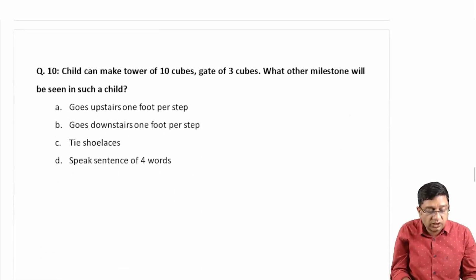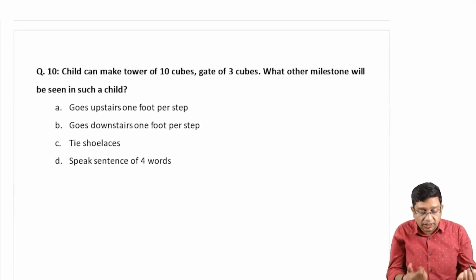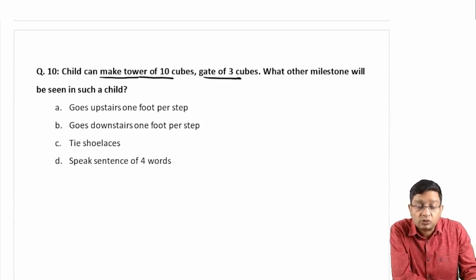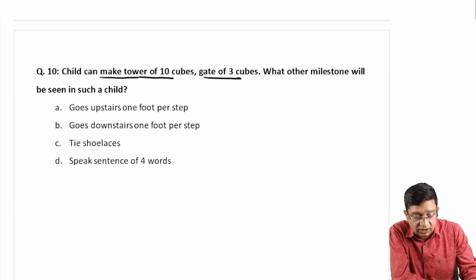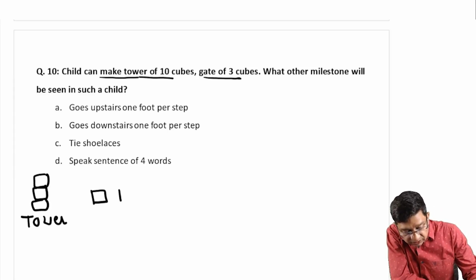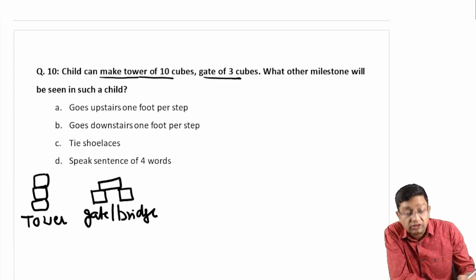Moving on to the next one, a question related to the milestones. Child can make a tower of 10 cubes, gate of 3 cubes. What other milestones can be seen in this child? Right? So when a child makes a tower, these towers are something which is like this. This is the tower, and this is something that we say is the gate or bridge.